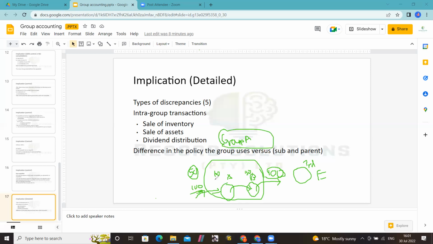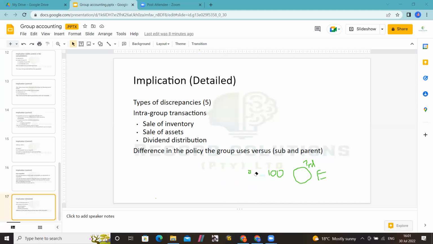So what must we do? We must delete what happened here and record what happened here. That's the main concept for it, and these are basically the formulas that they give you. So here, for inventory, first you have to eliminate the balance and then eliminate the unrealized profit. For assets, you just have to eliminate the unrealized profit. And then for dividend distribution, you just have to eliminate the dividend distribution because you can't pay yourself dividends, right?